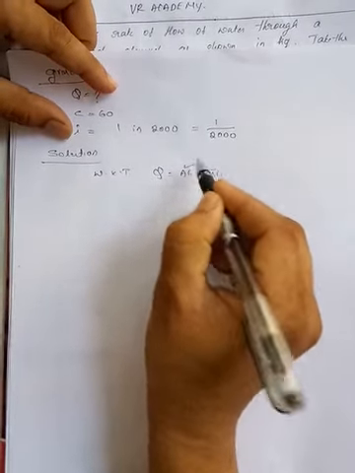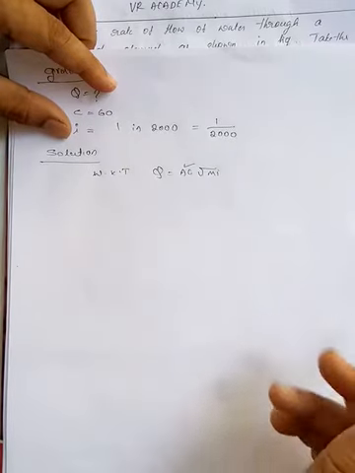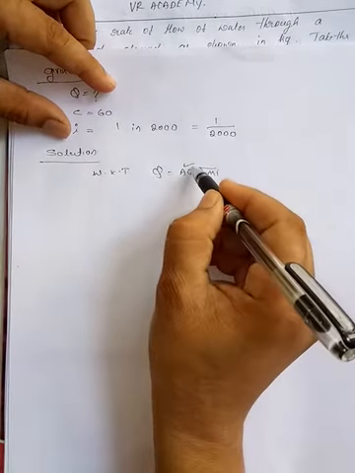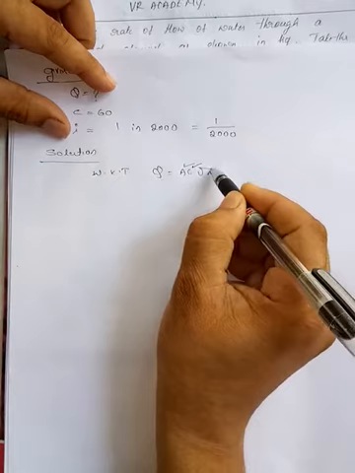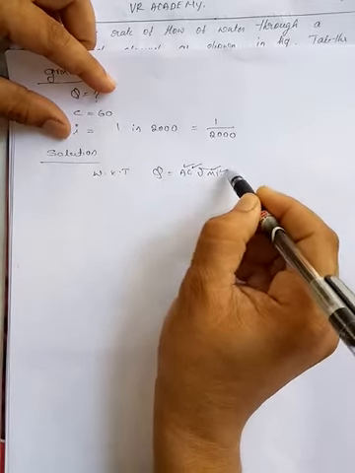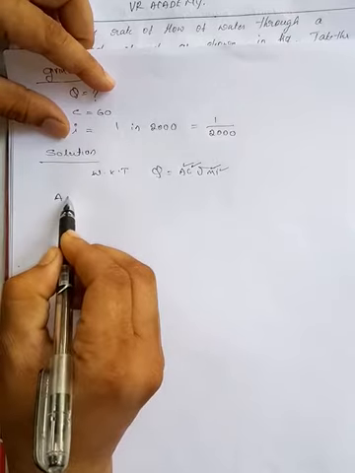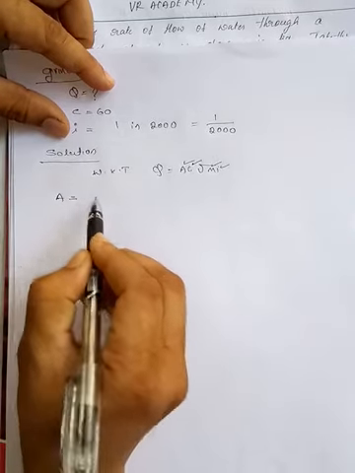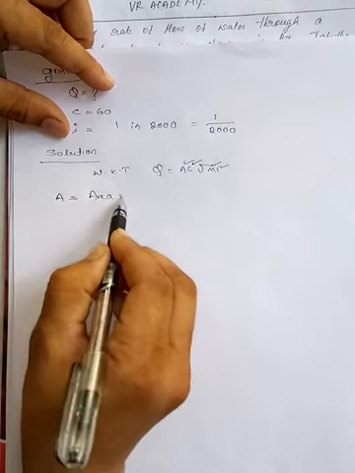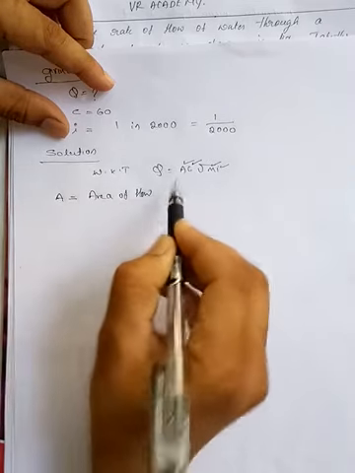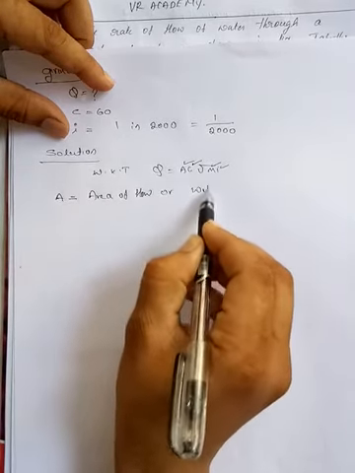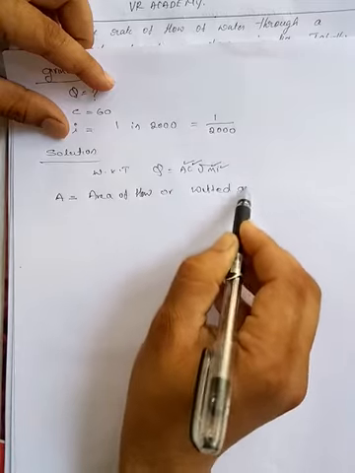Here you have to find out the area and Chezy's constant, you know, right? And hydraulic mean depth you have to find out, and bed slope you know, right? So first you have to find out the area of flow, or wetted area.